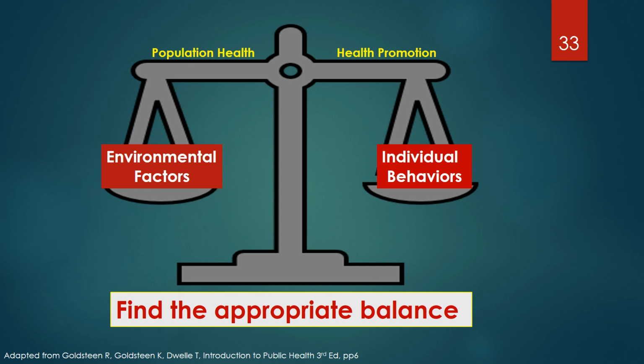There may be advantages in researching and finding the appropriate balance of population health and health promotion approaches to more effectively reach health goals. Both the individual and the environment or context are potential targets for public health interventions, and both have been employed throughout the history of public health.